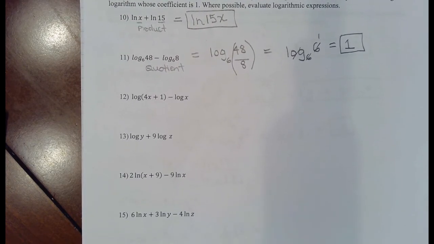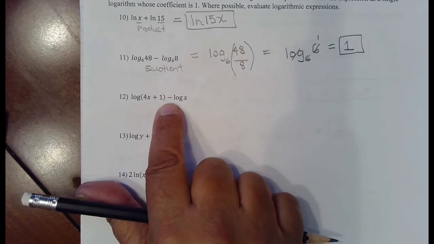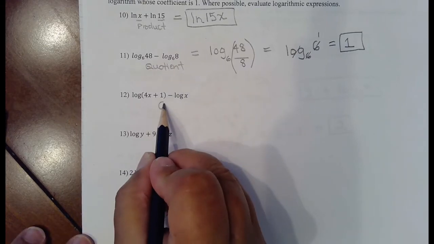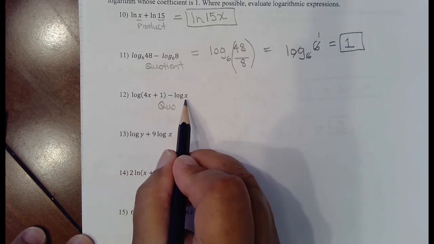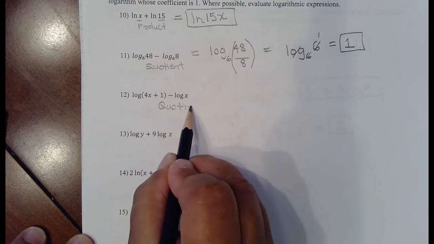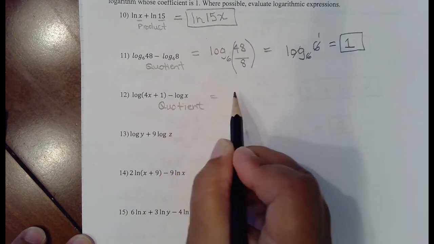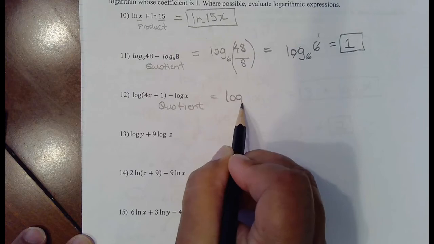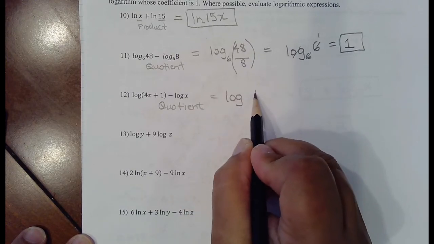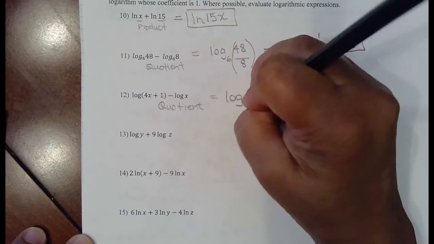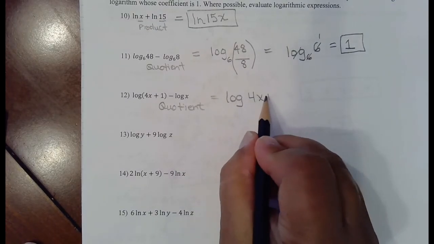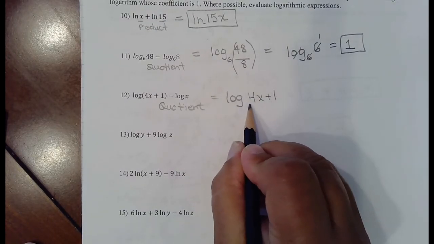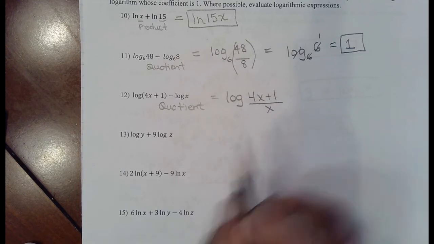Number 12. Okay, we're looking at a minus sign. That means this used to be a quotient. What comes before the minus sign is the numerator. What comes after the minus sign belongs in the denominator. So this is single log. Here's your numerator. I'll write this a little closer. For x plus 1 divided by x.